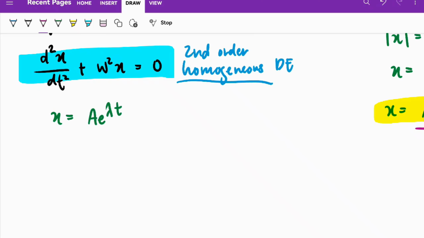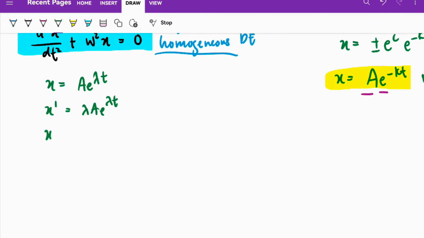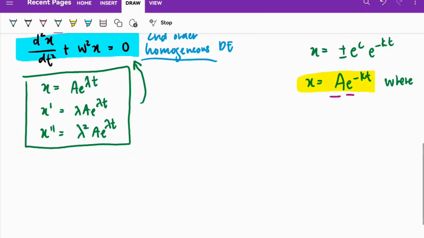Okay, coming back to the second order homogeneous differential equation just now, we have already discussed x equals A e to the power of lambda t, right? Now let's find dx/dt, basically the first derivative of x. It's lambda A e^(lambda t), just normal differentiation. You differentiate again, you get lambda squared A e^(lambda t). Okay, so what are we going to do now? We're going to sub these values into this equation.